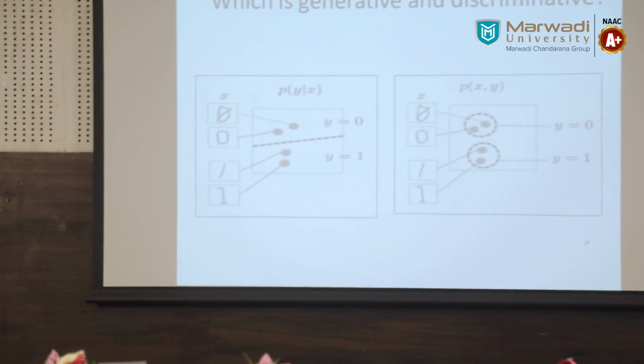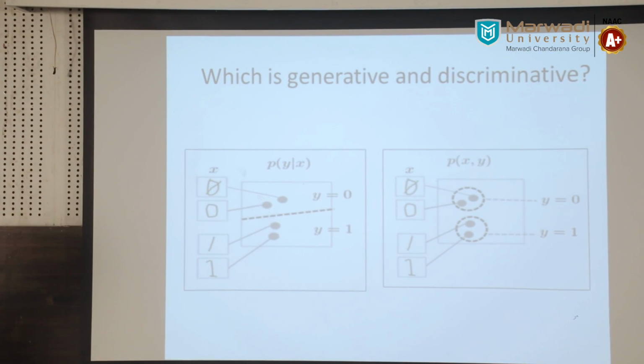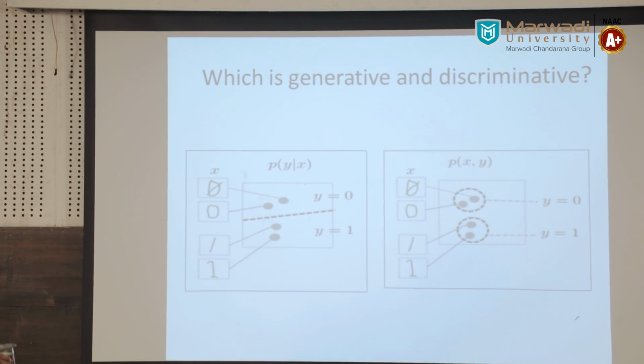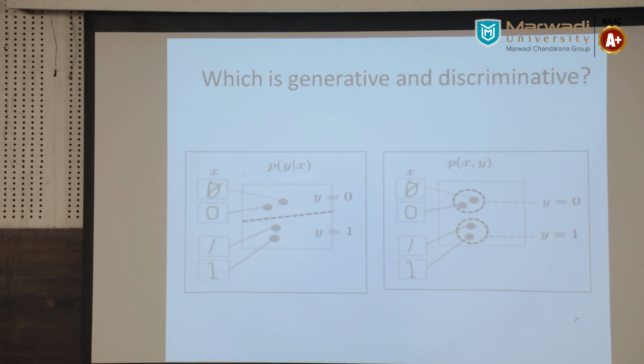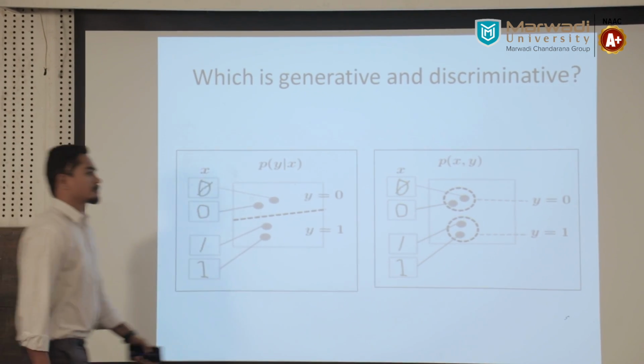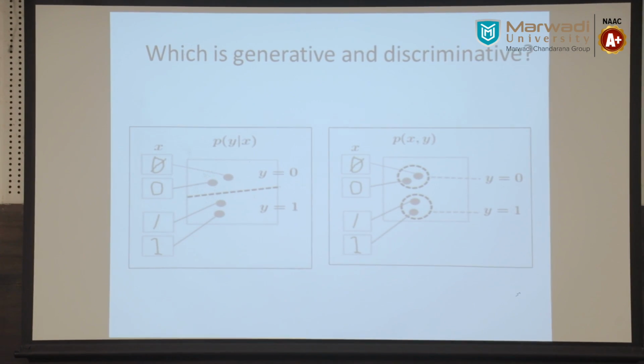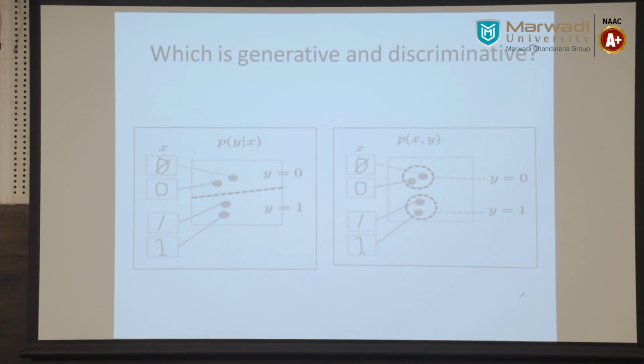So can anyone tell which is the generative model and which is the discriminative model in this? There are two figures here, right? One is the generative model and the other one is the discriminative model. Very silent. So I need to investigate you all now. Which is the generative model here? The second one is the generative model. Why? Very good. What is your name? Ratul. Okay, give a clap to Ratul because he has said correctly that the second picture is the generative model and the first one is the discriminative model.